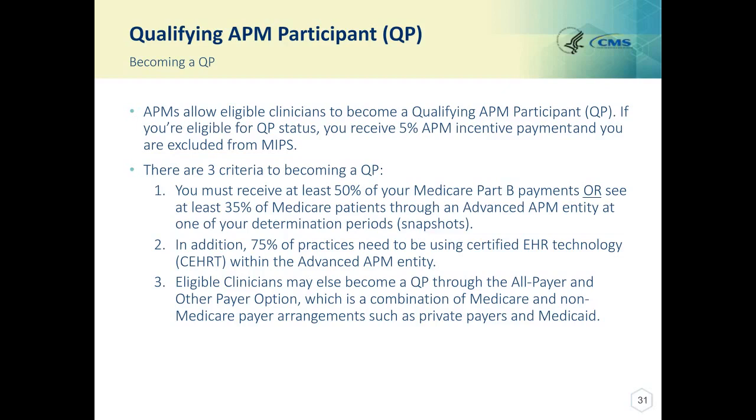All right, so we'll move along into advanced alternative payment models and how you become a QP. We have three criteria for becoming a QP. For performance year 2019, you must receive 50% of your Medicare Part B payments or see 35% of Medicare patients through an advanced alternative payment model entity during at least one of the snapshots. In addition, 75% of practices in the advanced APM need to be using certified EHR technology. And then lastly, eligible clinicians may be QPs through the all-payer option, which is a combination of Medicare and non-Medicare payer arrangements, such as private payers and Medicaid Advantage plans. All right, next slide.